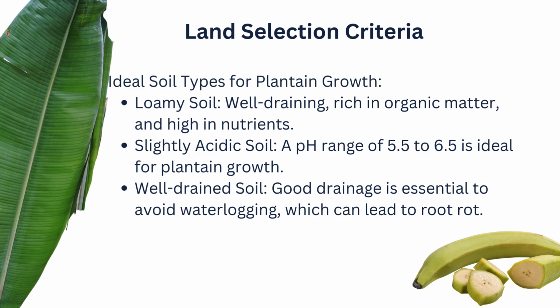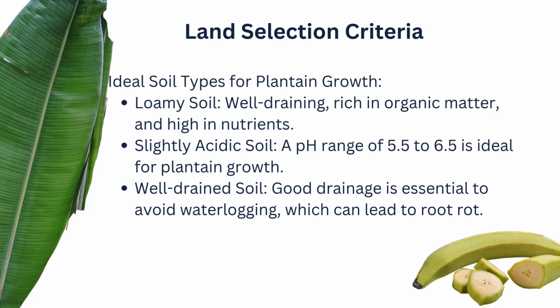Now let's talk about land selection criteria. Look for loamy soil, well draining, rich in organic matter and high in nutrient. What is organic matter? Organic matters are things that come naturally with soil. So these are usually soils that have had people live on them, dwell on them, there's some form of dung in it and a level of growth already happening on the soil.